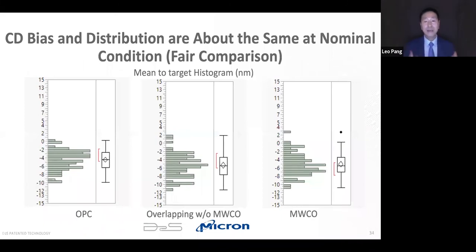We first look at the nominal condition to check whether the bias for these three variations is about the same, and also whether the CD distribution, which we call mean-to-target distribution, is about the same. Here you see that for all of them, the mean to target is centered at about -5 nanometers. So they're about the same, and the distribution is about the same too. That means it's a fair comparison. They are about the same at the nominal condition. We're not printing something bigger, or we don't have a bigger contact than OPC.